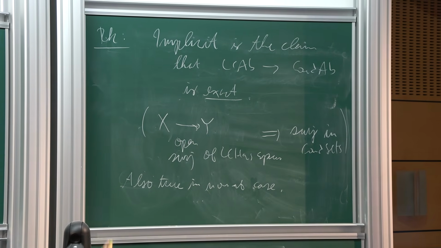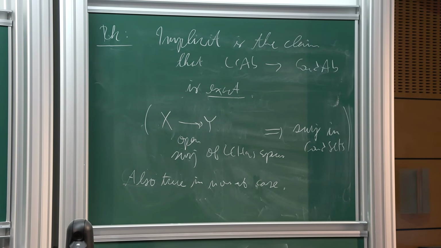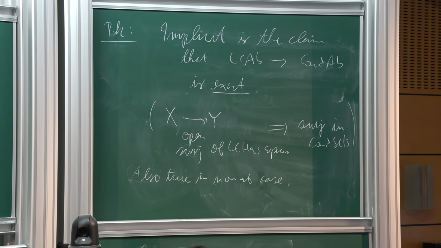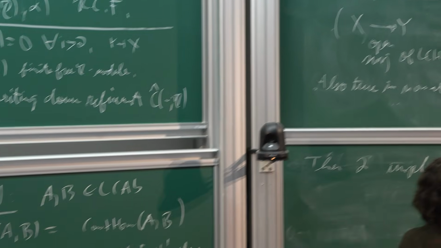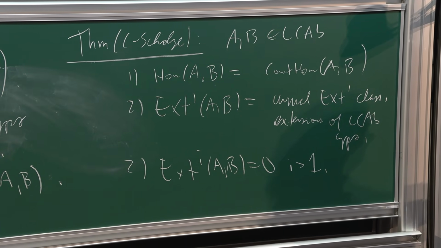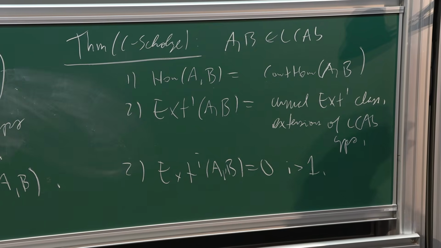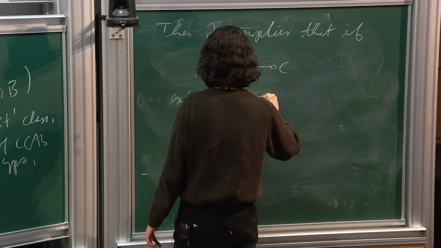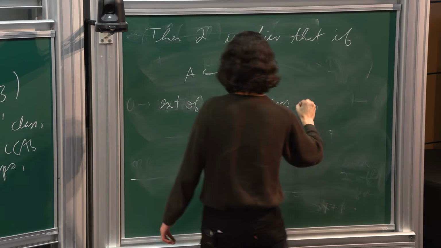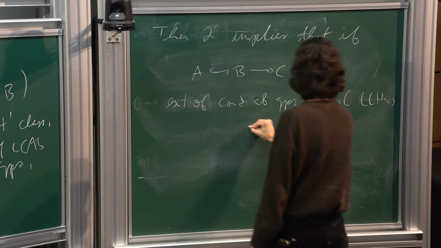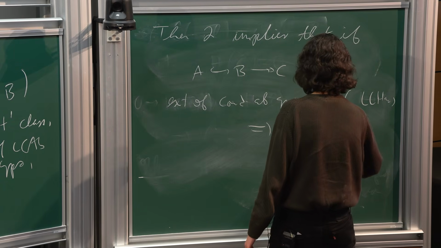So then this calculation 2 implies that if A to B to C is an extension of condensed abelian groups, with A and C locally compact Hausdorff, then B is also locally compact Hausdorff.